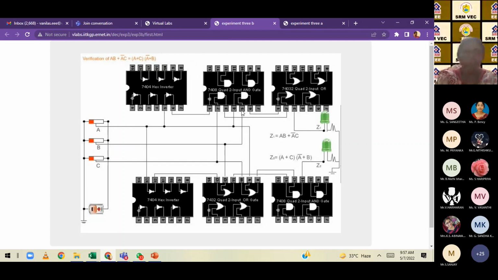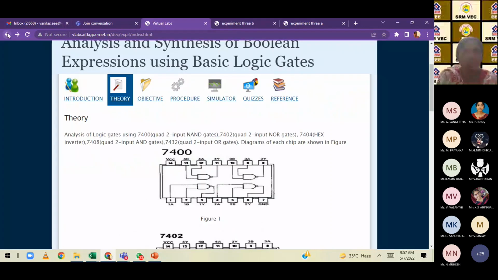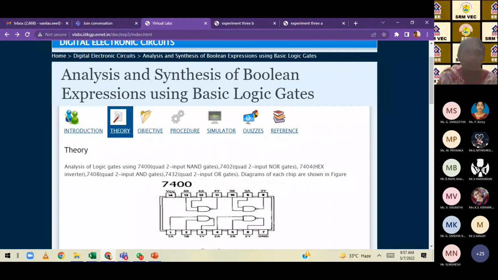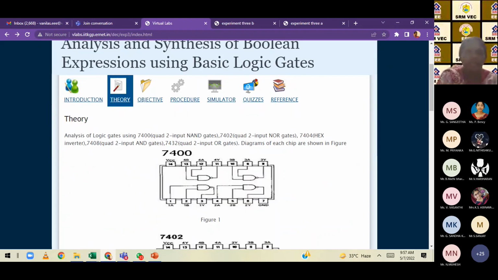So you can do the verification using the simulator. For accessing the simulator, students, you can go to the website called Virtual Labs by IIT. I'll share the link with you. Madam will share the link with you, wherein you can go into the digital electronic circuits. Under this, there are references, procedures to use the simulator, quizzes, introductions and the theory, the objectives for doing this experiment, and quizzes on this experiment. Everything is listed. So you can go into this site and use the simulator. It is an online simulator. You don't need to download anything. You can just run it and you can see it opens.